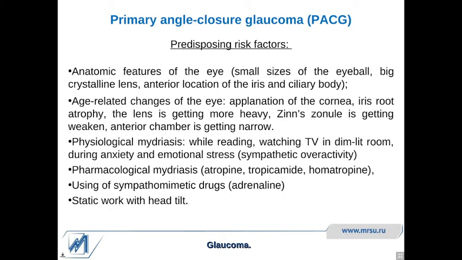Age-related changes of the eye: applanation of the cornea, iris root atrophy, the lens getting heavier, thin zonules getting weakened, the anterior chamber getting narrow. Physiological mydriasis while reading, watching TV, and during anxiety and emotional stress. Pharmacological mydriasis with atropine, tropicamide, using of sympathomimetic drugs, for example, adrenaline, and static work with head tilt.